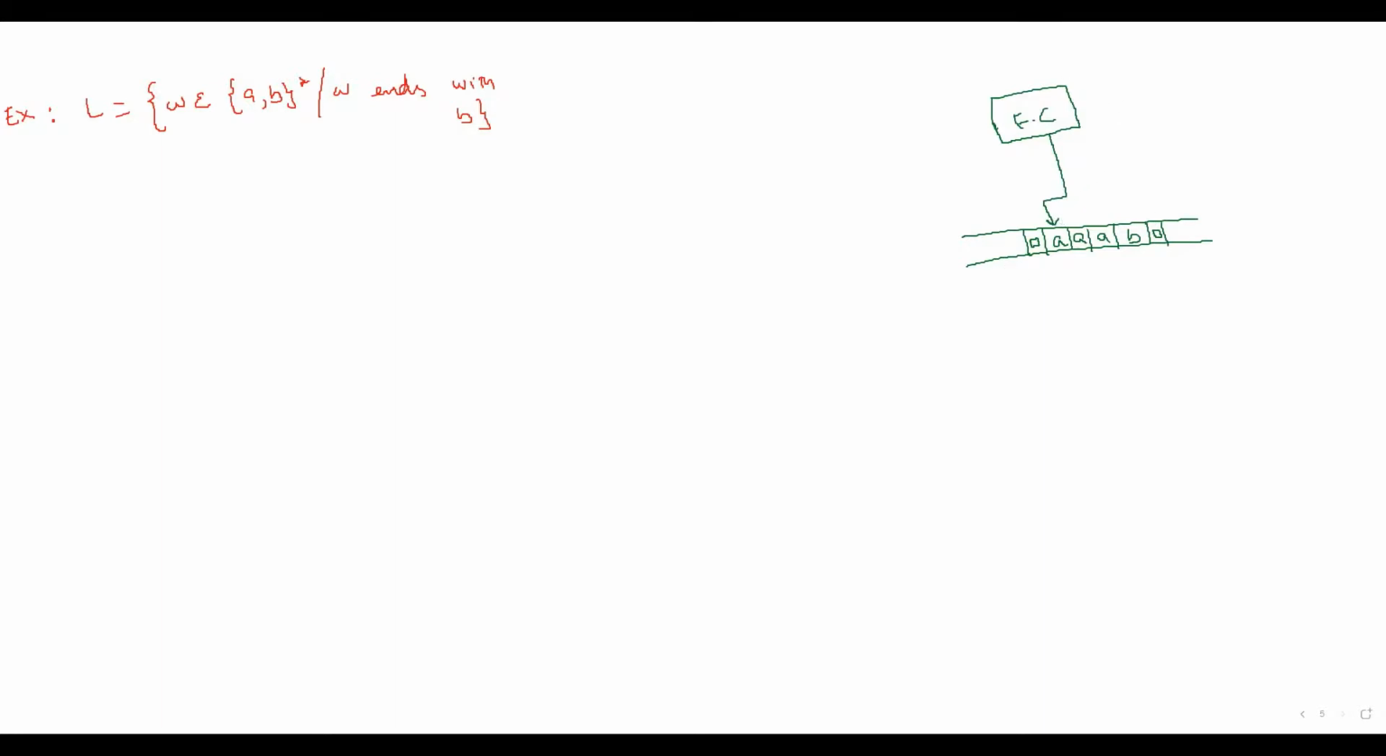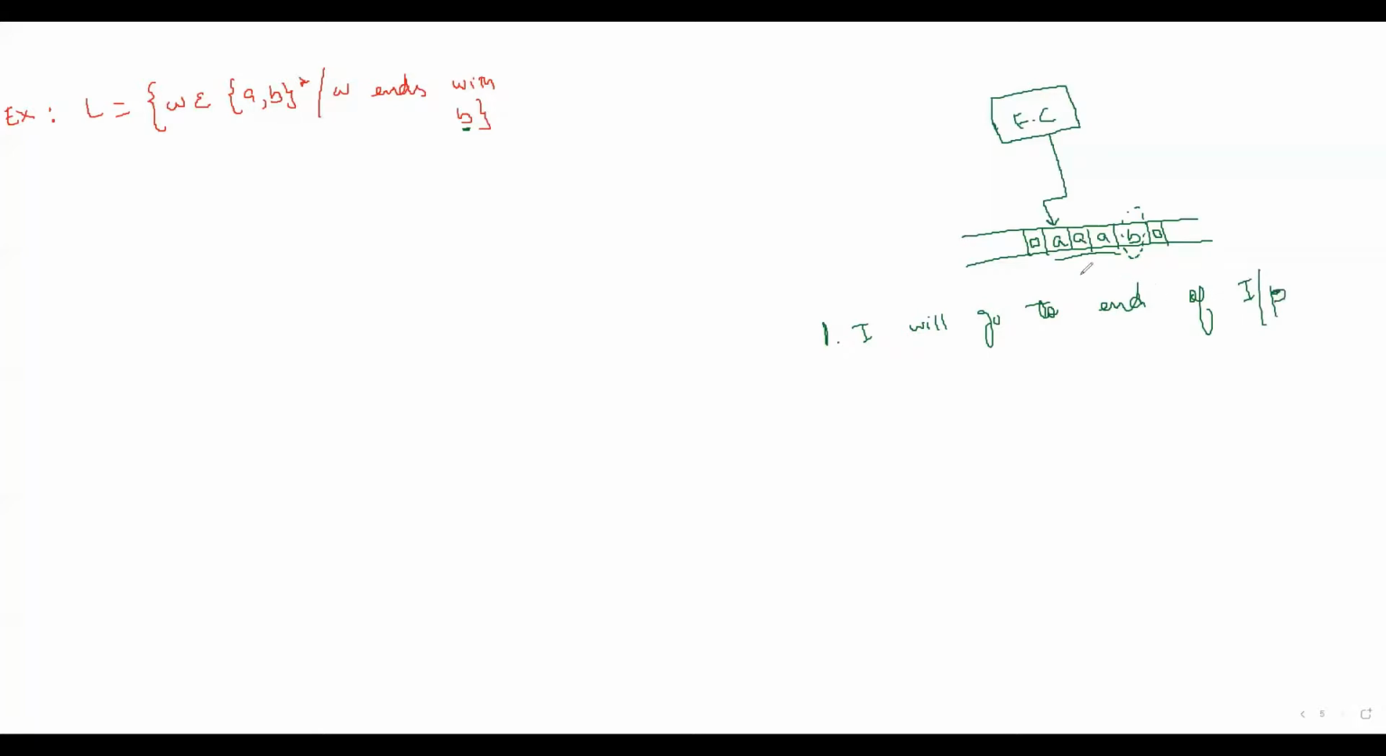So in this Turing machine, we have to accept only those strings which end with B. So that means when I am processing this input, I don't care about these symbols. I have to only care about the last symbol. So what I am going to do, I will go to the end of input. So how will I determine the end of input?